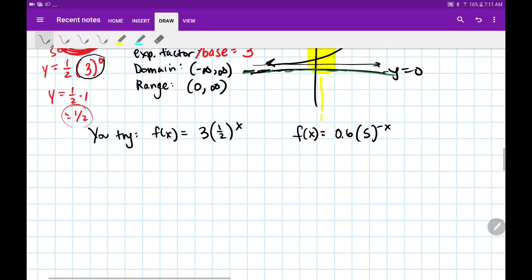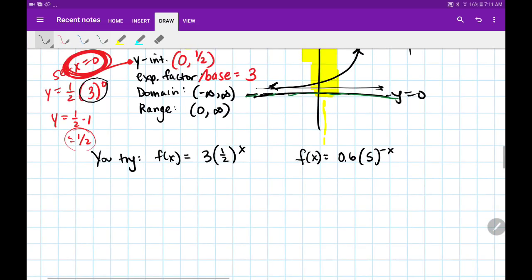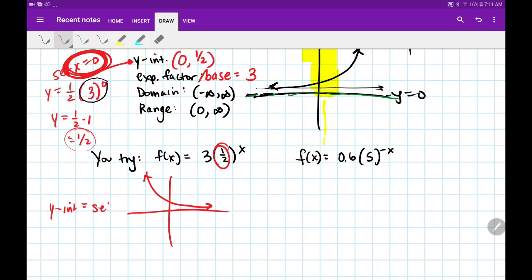All right, 2 more quick ones. You try now. So your job is to graph it. Pause the video, see if you can do it. So looking at the base, this is decay. Okay. My y-intercept, setting x equal to 0, I'd get y equals 3 times 1/2 to the 0. That gives me 3 times 1, which is 3. So my y-intercept would be 0, 3. It's a point. It's right here, 0, 3.